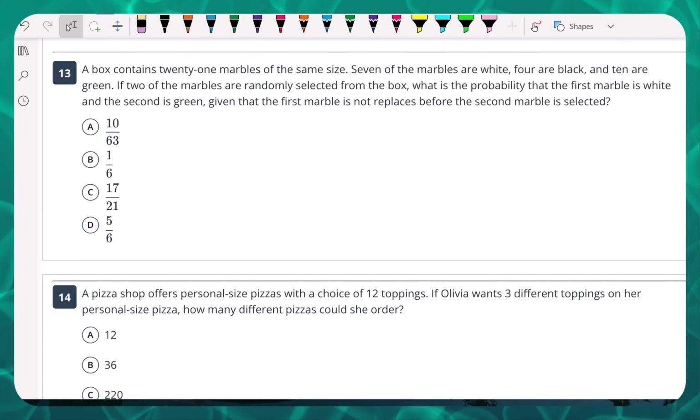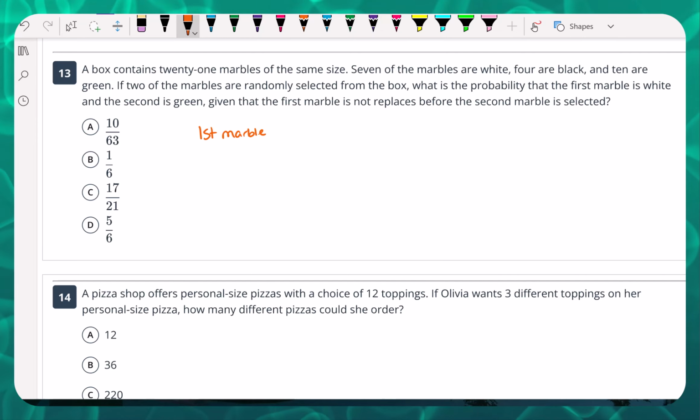Okay, next question. Personally, again, I feel like this is probably one of the more difficult ones. So you just have to really pay attention to the wording in this one. You've got a box. It contains 21 marbles of the same size. Okay. 7 of the marbles are white, 4 are black, 10 are green. So if 2 of the marbles are randomly selected from the box, so we have first marble, and then we have the second marble.